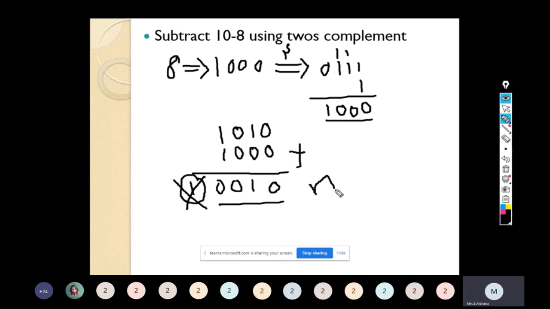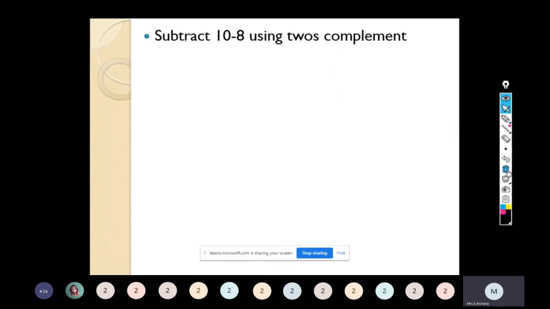Next is subtract 8 minus 10 using 2's complement. Subtract 8 minus 10 using 2's complement. For 10, the binary value for 10 is 1010.